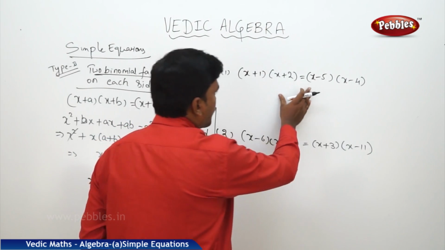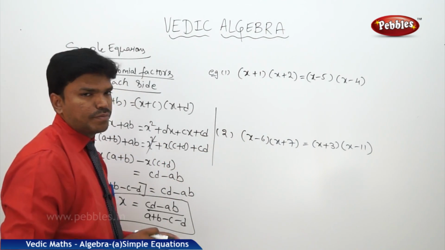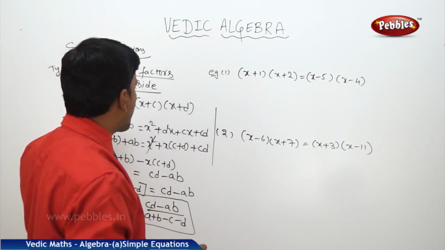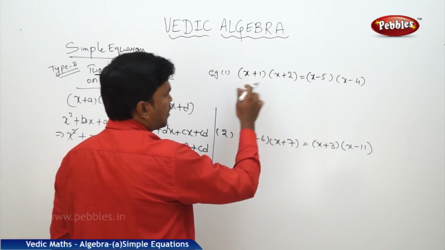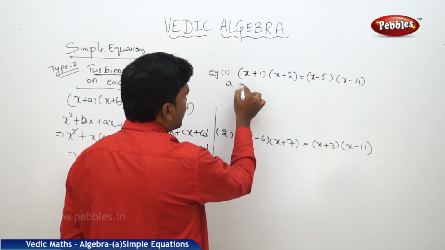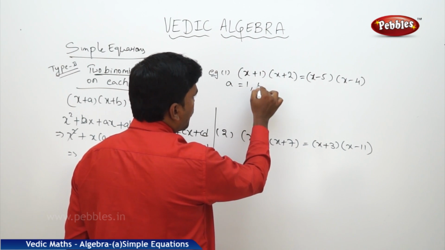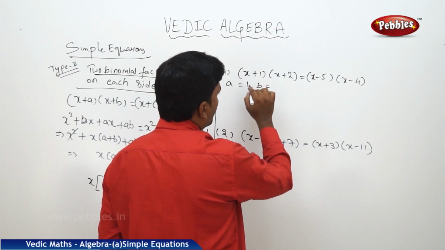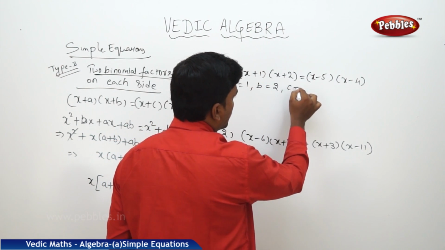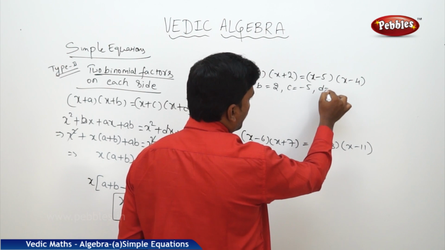Now compare the equation with the standard form of the equation. By comparing, you can get the values of a, b, c, d. So what are the values of a, b, c, d? a equal to 1, b equal to 2, c equal to minus 5, d equal to minus 4.